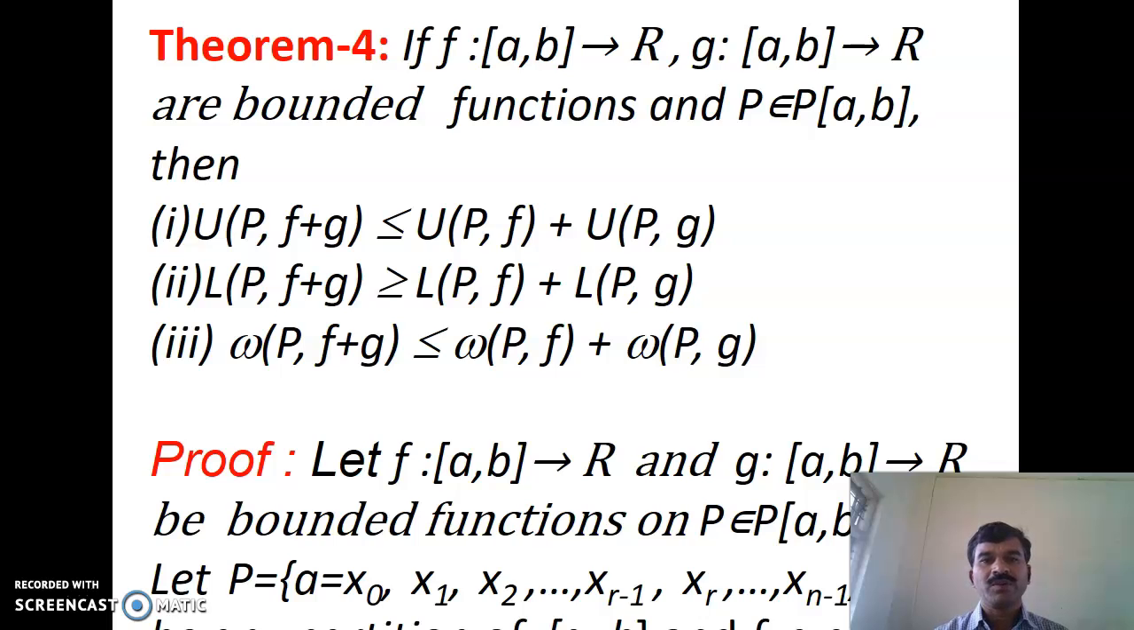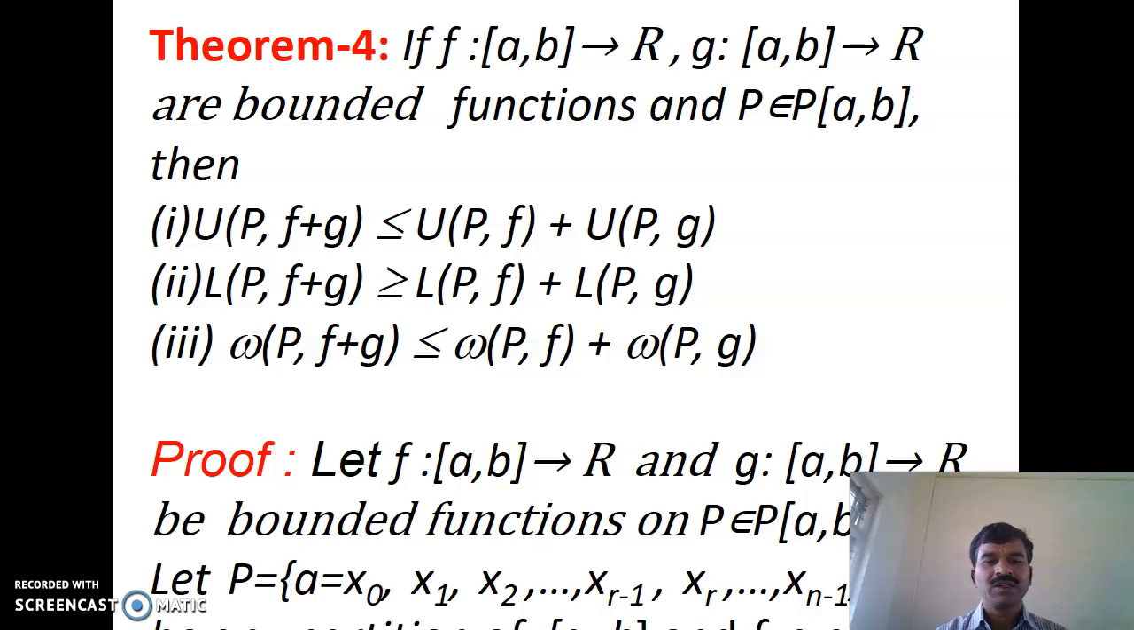If f and g are bounded functions and P is a partition of [a, b], then the upper sum of f plus g is less than or equal to the upper sum of f plus the upper sum of g. And the second one: the lower sum of f plus g is greater than or equal to the lower sum of f plus the lower sum of g.